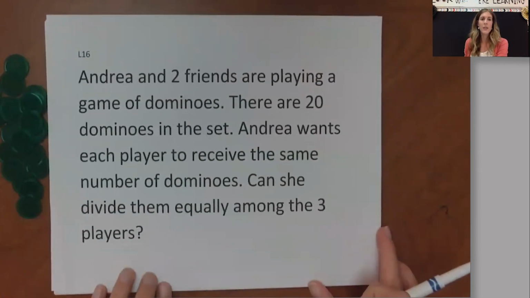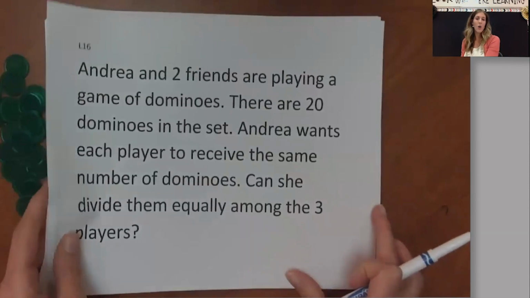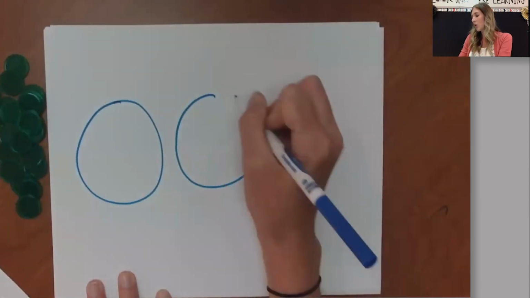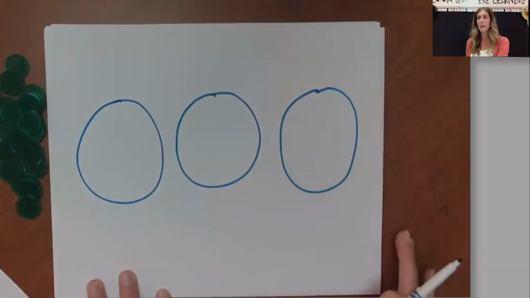Andrea and 2 friends are playing a game of dominoes. There are 20 dominoes in the set. Andrea wants each player to receive the same number of dominoes. Can she divide them equally among the 3 players? So we can use division to find the number of dominoes each player will receive. Let's draw a picture to model and help us think through this. We know that she wants to split the dominoes equally between 3 friends. So let's draw 3 circles. Each circle is going to represent a friend.